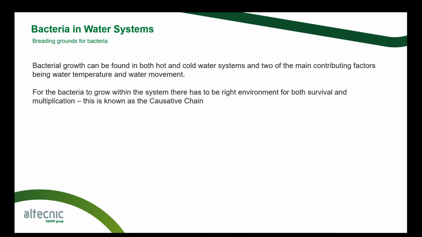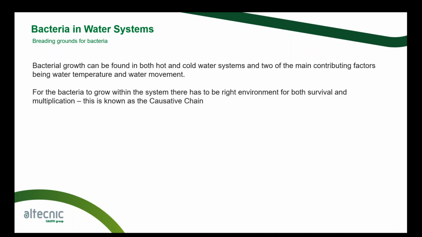Bacterial growth can be found in both hot and cold water systems, and two of the main contributing factors are water temperature and water movement. Now, for the bacteria to grow within the system, there has to be the right environment for both survival and multiplication, and this is what we call the causative chain. It's a sequence of events, each key element of a chain of events which lead us to the point of infection and the point of disease.